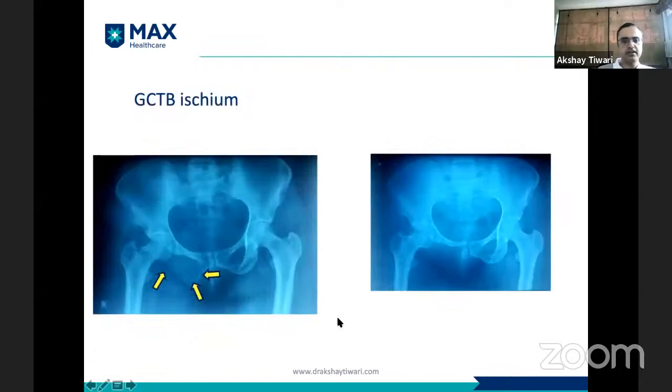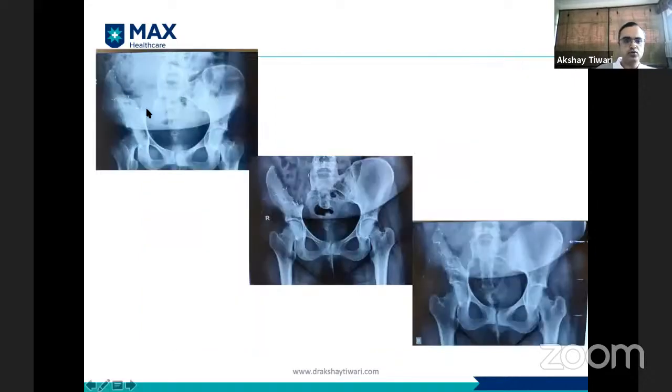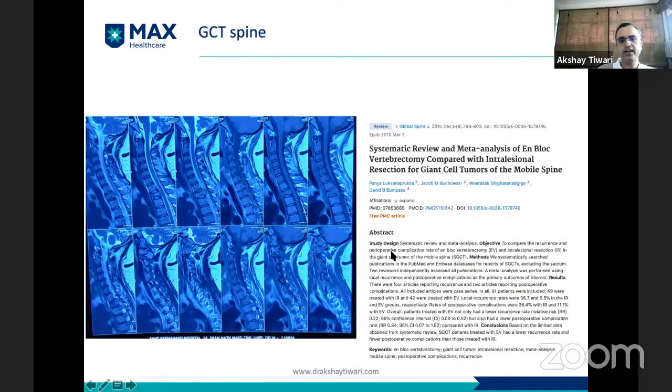But in any case, patients who do not have the acetabular involvement with giant cell tumor would do much better with an en bloc resection rather than a curettage. Again, a GCT of the iliac bone, which was treated with denosumab before surgery, and a navigation assisted resection was done, which enabled us to remove the giant cell tumor en bloc. The loss of pelvic ring was made up with the patient having to bear weight on this and then eventually fused. So the patient is doing well now.